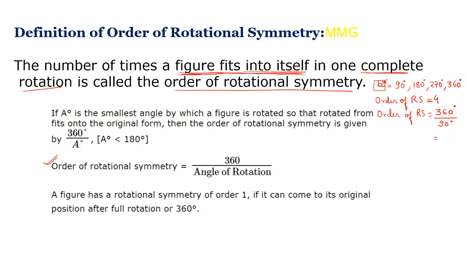So here I am writing 90 degrees, and after simplifying both you are getting 4. 90 times 4 equals 360 degrees. So the order of rotational symmetry is 4. And you have to note here, children, that the angle of rotation should be less than 180 degrees. Moving to the next page.